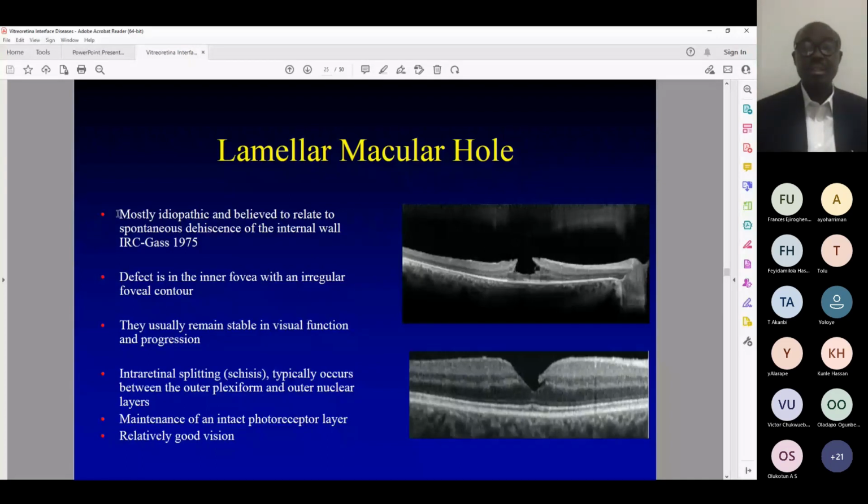The intraretinal splitting, which is schisis, typically occurs between the outer plexiform and the outer nuclear layers of the retina. There is maintenance of the interphotoreceptor layer, and this underscores why vision is usually relatively good, because you can see that the outer retinal segment where the photoreceptors are located is actually not affected. So vision in lamellar holes is usually reasonably good, and it's good that we do not interfere so much with them. Next slide, please.